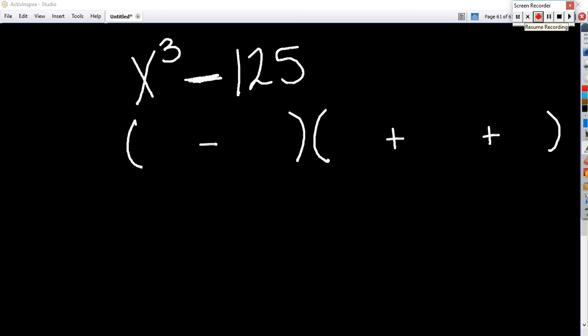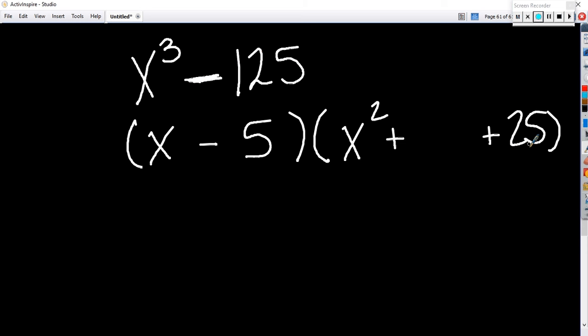What times itself 3 times gives you x to the 3rd? What times itself 3 times gives you 125? 5. First one in the first spot squared: x or x squared. Let's go with x squared. Last one squared in the last spot: 5 squared, which is 25. What goes in the middle? 5x. Good job.